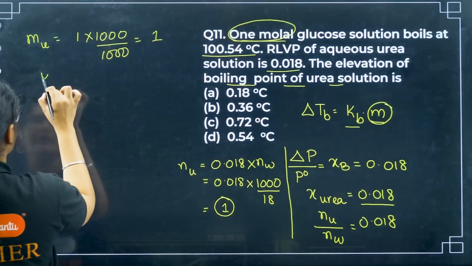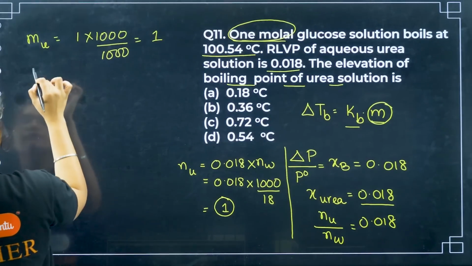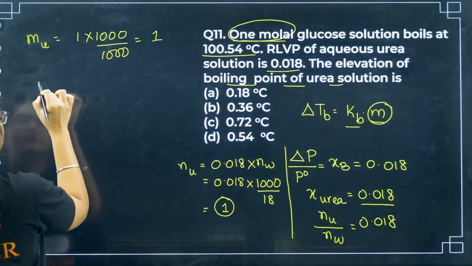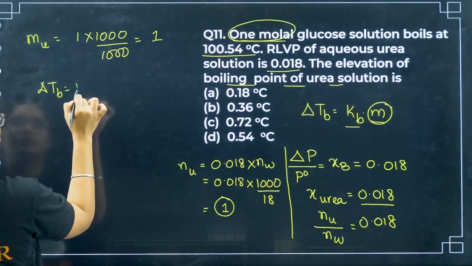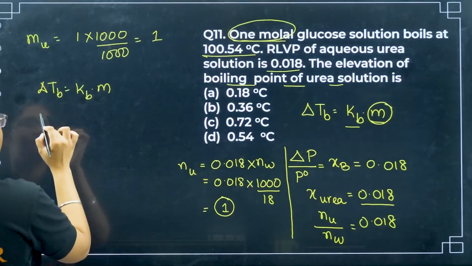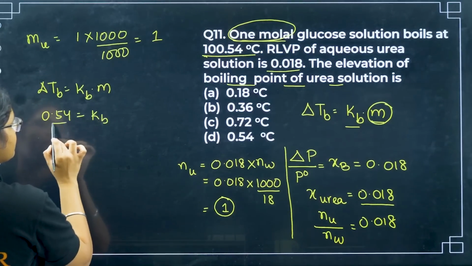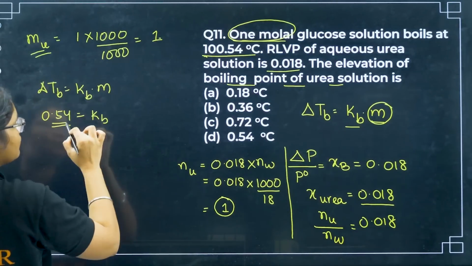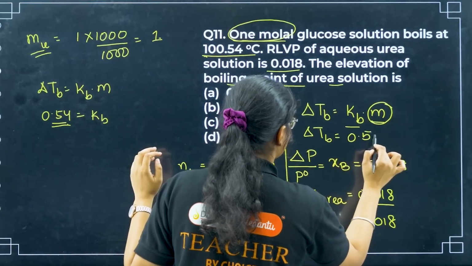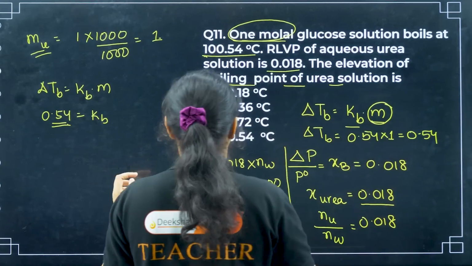Now let me calculate the Kb value. What is the Kb value again? Kb, if you know, for a particular solvent remains the same. So if I have a glucose solution, then delta Tb is equal to Kb into m. Delta Tb is 100.54 minus 100, so that will be 0.54, and it is 1 molal, so Kb is equal to 0.54, molality is equal to 1. If I substitute the delta Tb value, Kb is 0.54, molality is equal to 1, I will get 0.54. So option number D here.